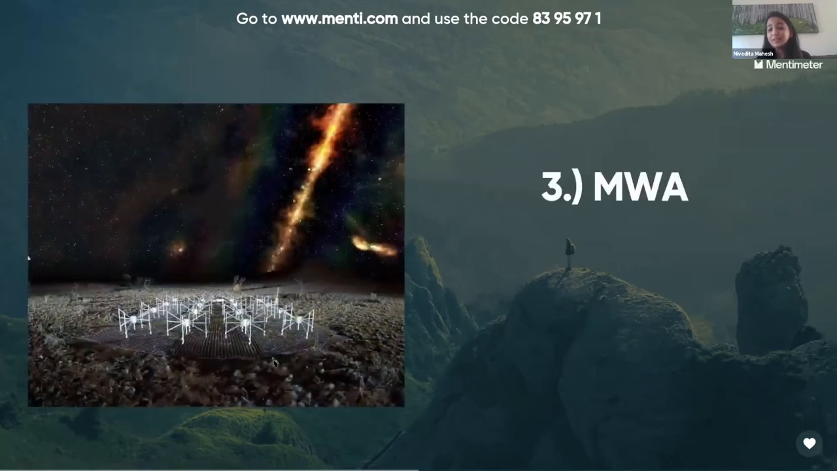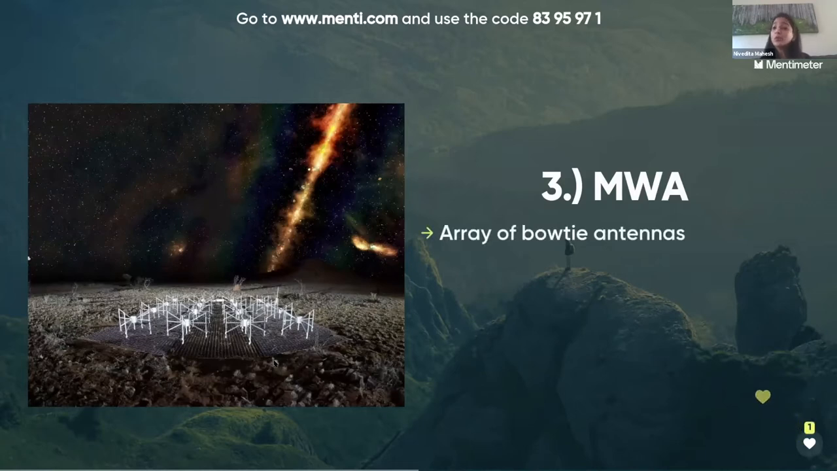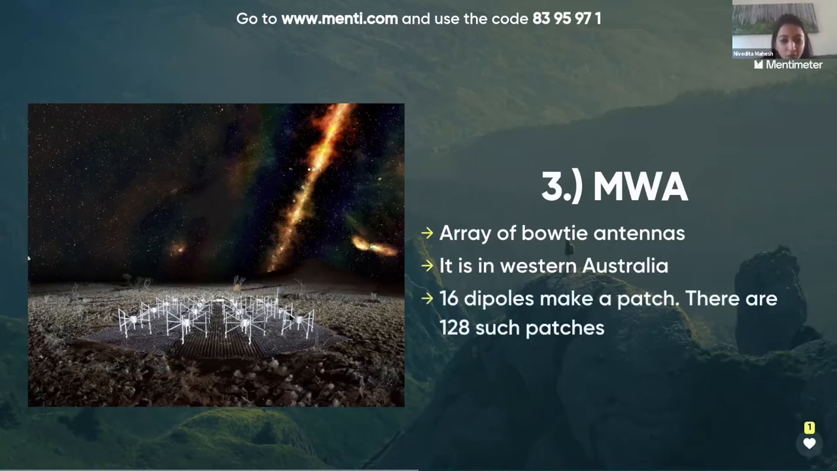The third instrument that our group focuses on is called the MWA. This is also an array of bow tie antennas. Now, if you look at the picture here, each of these individual white structures looks like a little bow tie. And it's in Western Australia, like EDGES. Each of these structures I'm calling a dipole, and it has about 16 of these, and they form what we call a patch. And then there are about 128 such patches. So it's quite a huge array.